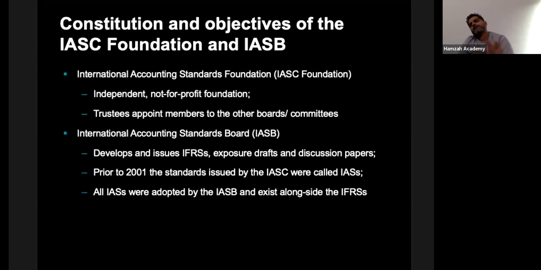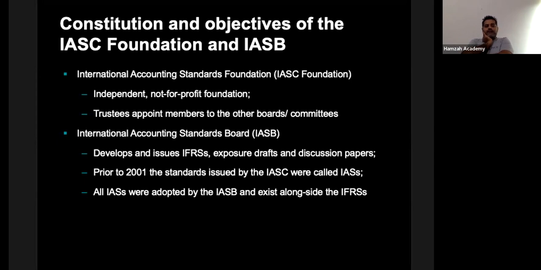Now, whenever a new standard is created, it's not called IAS, International Accounting Standard. Now it's called IFRS. So one thing is for sure, if you have to check which standard was created when, before 2001 they were IAS, but when the IASB took over, it changed the name to IFRS. So anything created after 2001 is going to be called the IFRS.